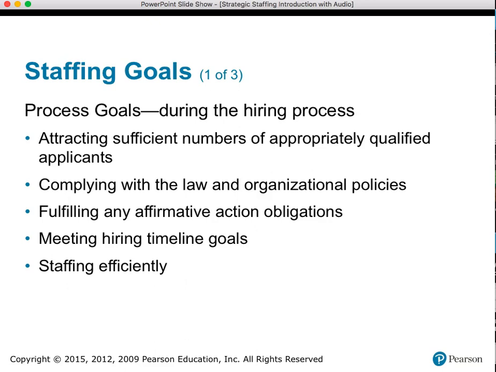And then we want to make sure we are being efficient in our efforts, that we're not having to redo and redo and redo hiring efforts because we can't seem to find the right person for the job.